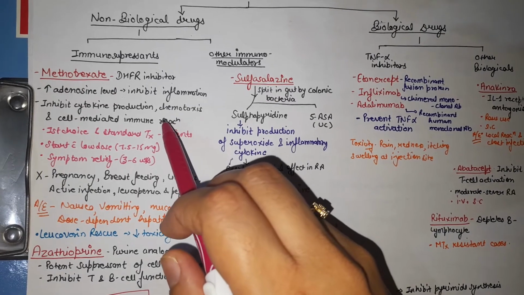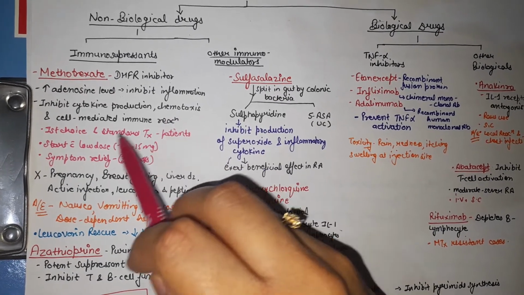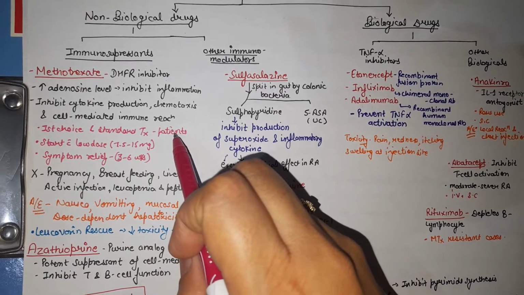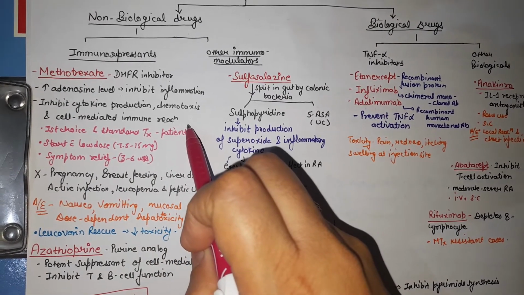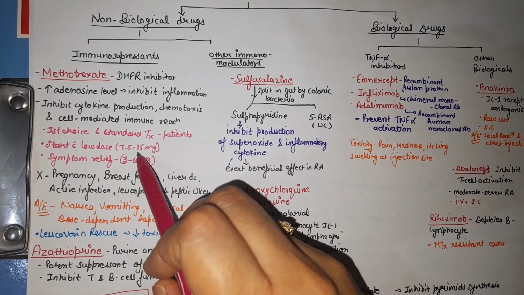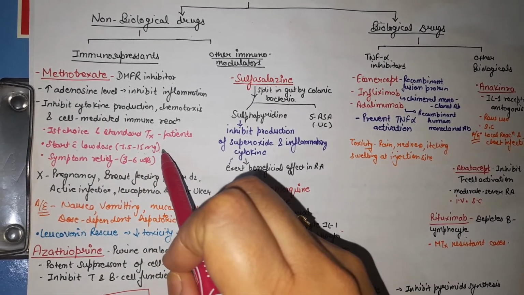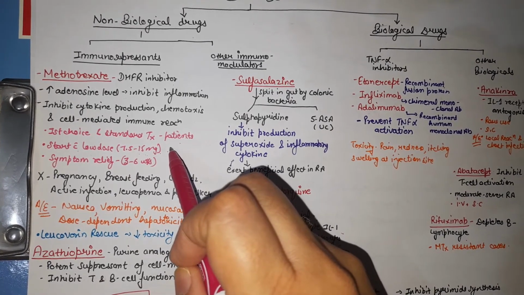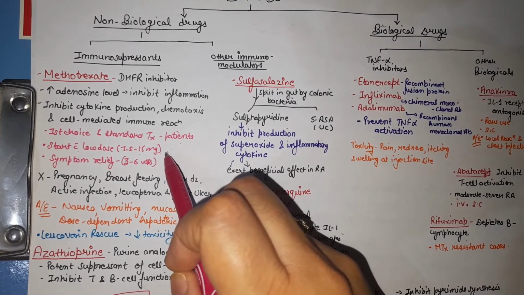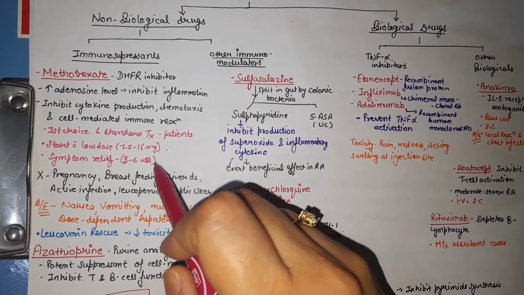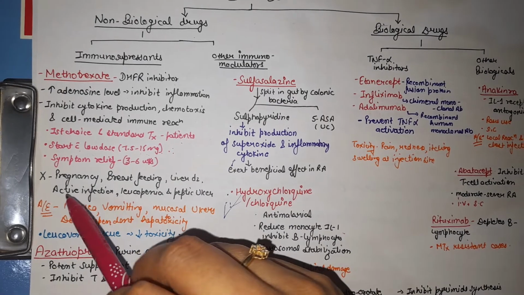Although these are reserved drugs, methotrexate is now becoming the first choice and standard treatment for patients who are not responding to NSAIDs and glucocorticoids. Methotrexate is started at a low dose, that is 7.5 to 15 milligrams, and then the dose is increased. The effect of this drug may take 6 weeks to 6 months to become evident, so these are also known as SARDs, that is slow acting anti-rheumatic drugs.